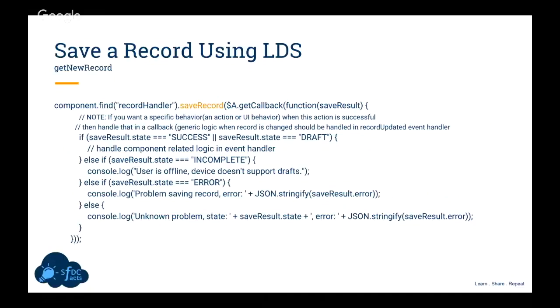So if it is not the case, then you will get the state as incomplete. And if it is error, then there is some problem while saving the record. You can get the complete error in your error parameter. So how can you call that? Just use your save result variable, and then you can use the dot operator to access error. Then if it is not the case, if you are not getting any state value at all, then you can give an else condition as well to say something like unknown problem occurred, and we are not even sure what the problem is.